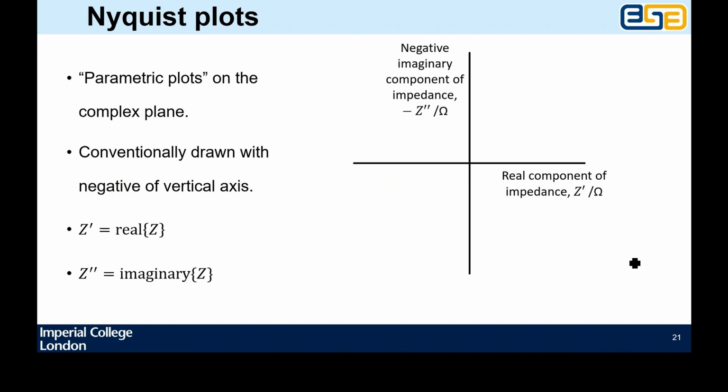And notice these primes, z prime and z double prime, those aren't derivatives. Z prime means the real component of z, and z double prime means the imaginary component of z. Okay, and that can be quite confusing as well.